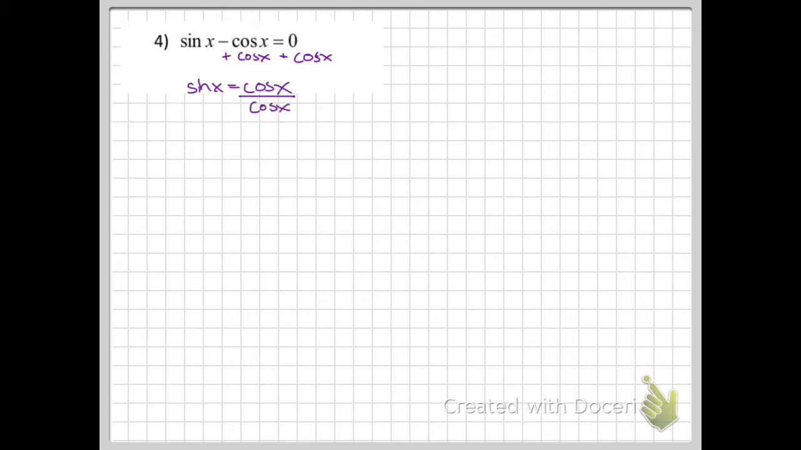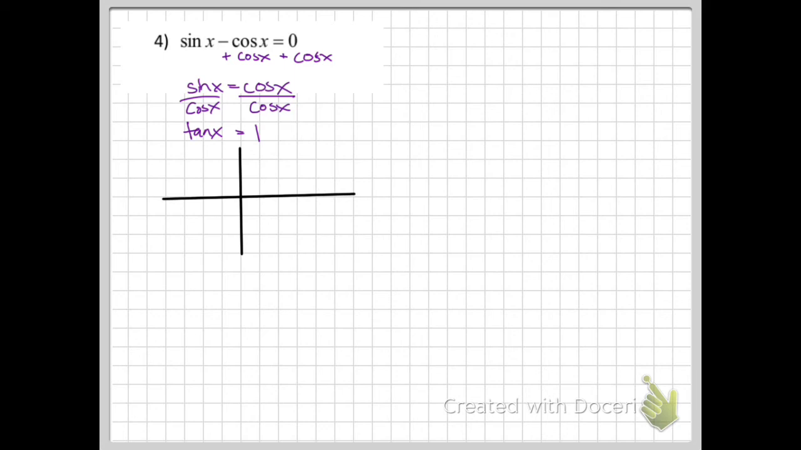So if I divide by cosine x, on this side I get 1. On this side, I'm not deleting any x's. Sine over cosine is tangent. So this is a good one to practice your tangent skills.